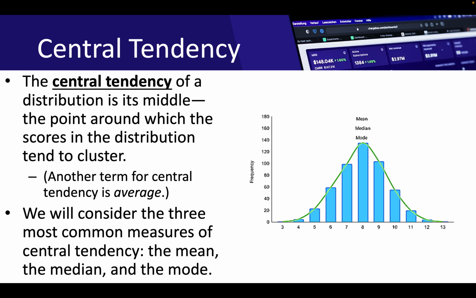The central tendency of a distribution is its middle, the point around which the scores in the distribution tend to cluster. Another term for central tendency is average. We will consider the three most common measures of central tendency: the mean, the median, and the mode. And this is what it looks like. This is called a bell curve, where the peak is right in the middle.